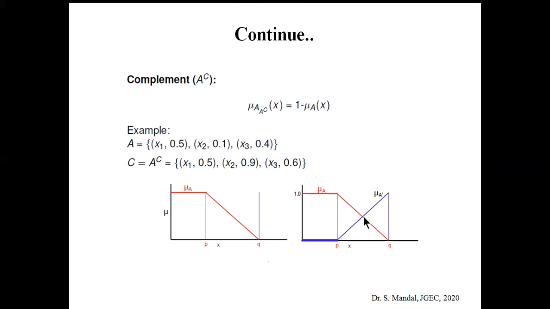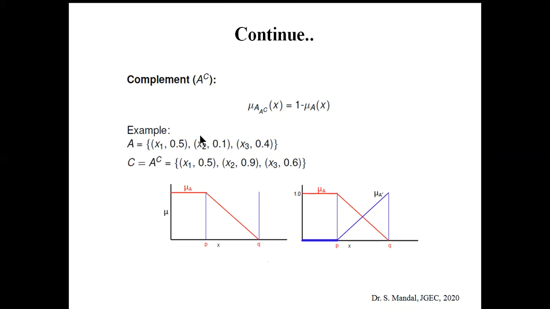Okay, complement. As the name suggests, mu A^C of x is nothing but 1 minus mu A of x. Just substitute the value of 0.5 from 1, and the corresponding value is nothing but the complement of A, which is given by A suffix C, sorry, A^C.